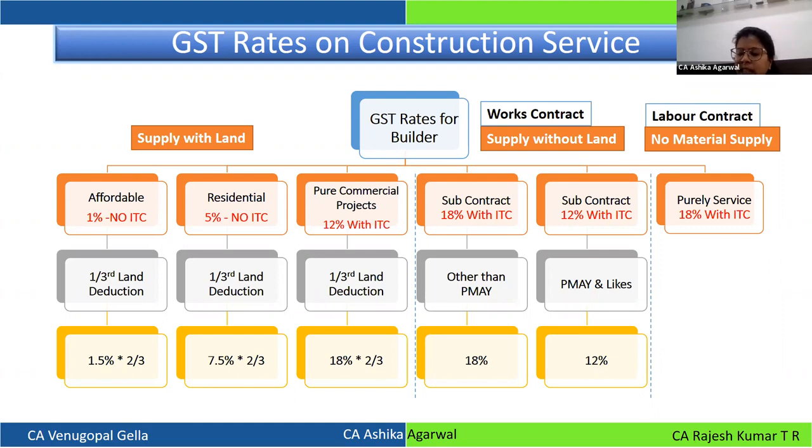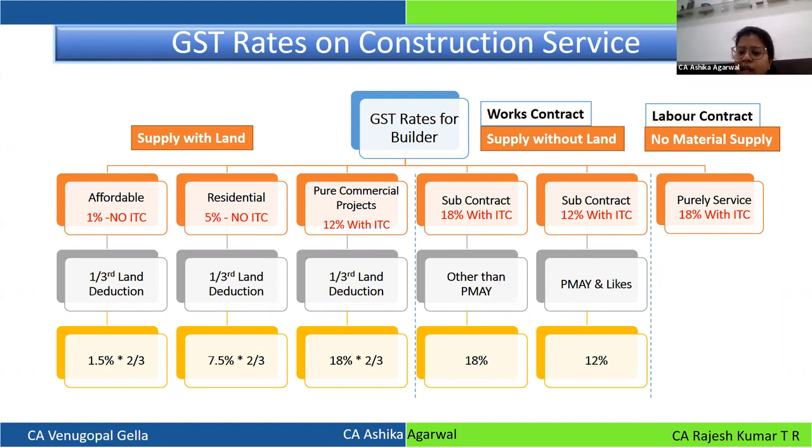So where the material is involved, obviously the respective rate of material as applicable will be applied. And when it comes to labor, then the GST rate of 18% with ITC comes into the picture. Now, why we have discussed this basic GST rate is to understand the exemption which is eligible for a single residential unit. So we need to have this basic framework in our mind of how the GST rate structure works.